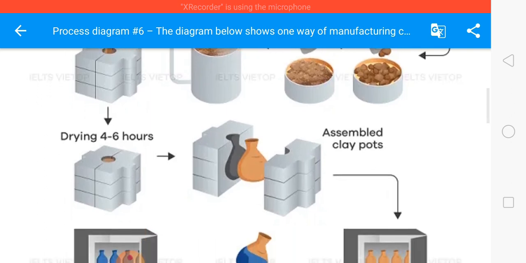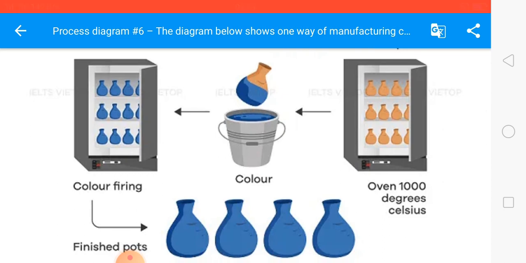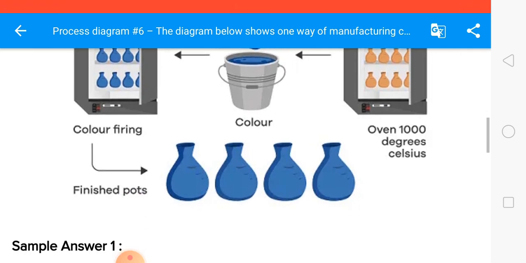Then the molds are assembled and disassembled, and the pots are taken out for baking in an oven at 1000 degrees Celsius. After they are baked, the next process is coloring them. Then after the coloring they are given firing, so that the color does not get faint. Then the finished product, the pots, are ready to be used or sold.